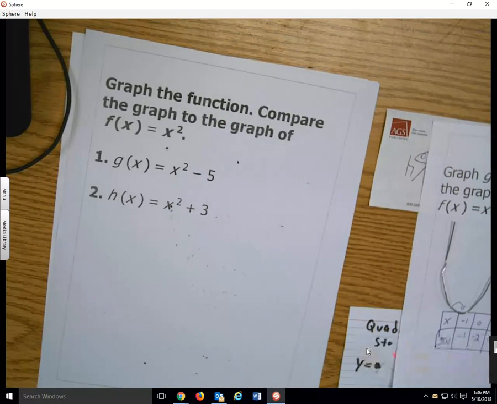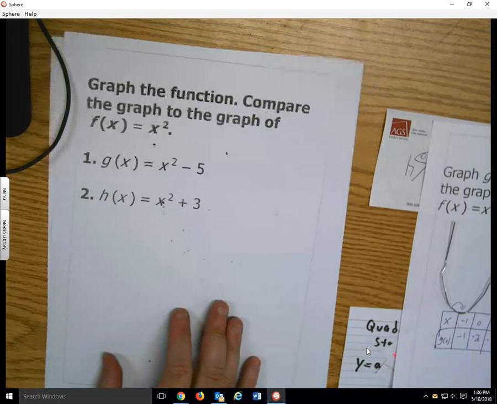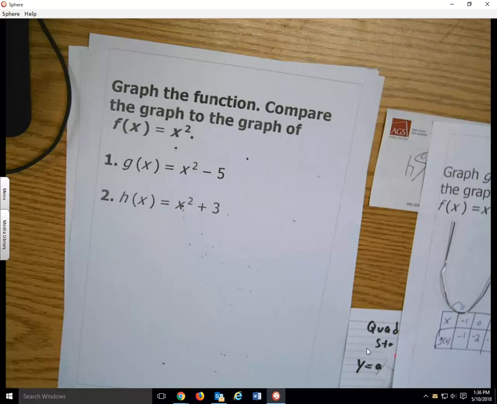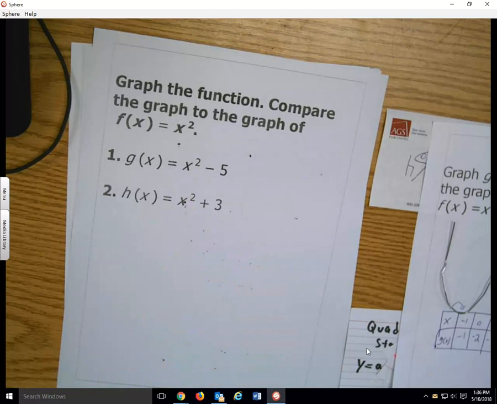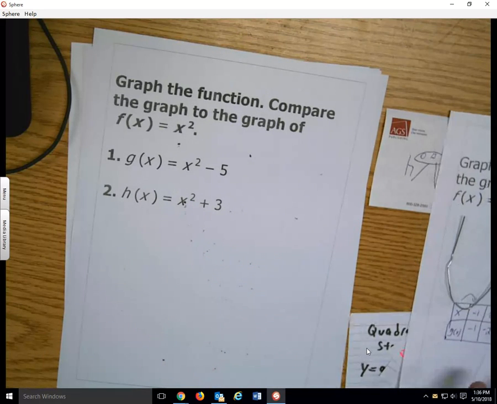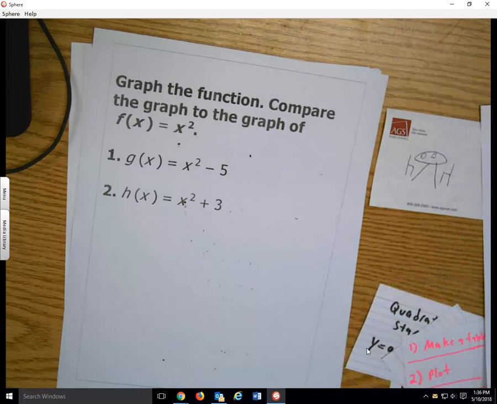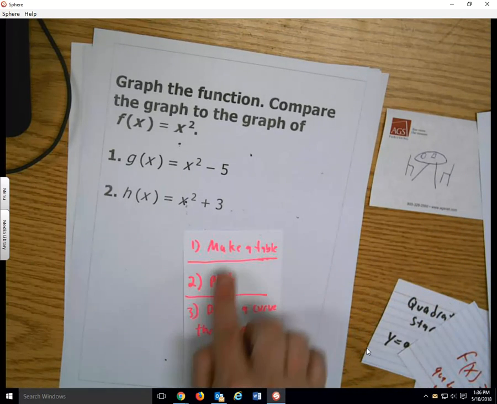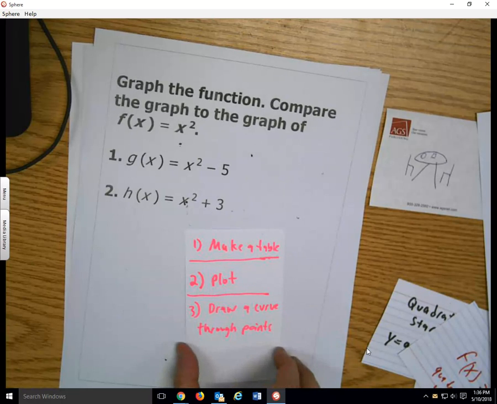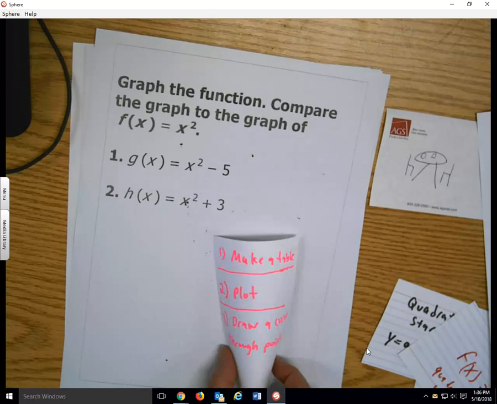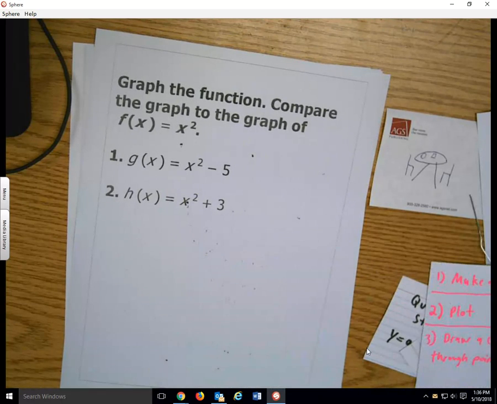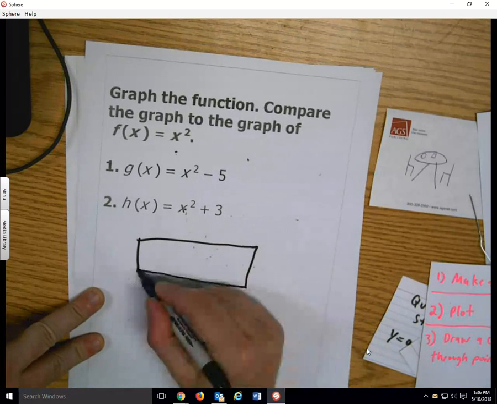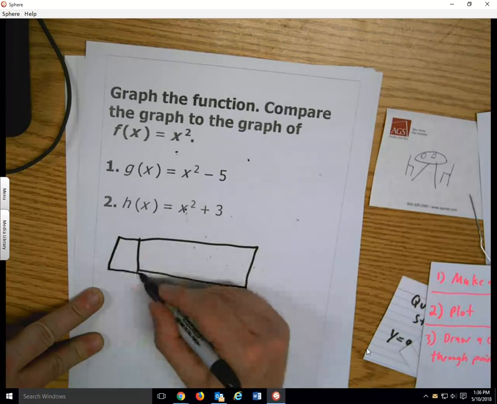Okay, so let's do another one. It says graph the function, compare the graph to, again, that same parent function that we've been doing the whole time. I just want to do this first one. So again, what are the steps? What should we do first? And I want to do it because there's a negative, by the way. Yeah, we make a table. We plot it, and we draw a curve through the points smoothly. So the first thing we're going to do is make a table, right? And sometimes there are strategies to the numbers you can put in on the tables.